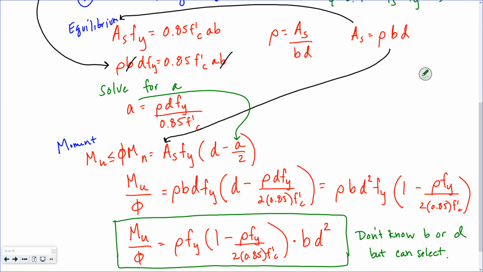I don't know B or D, but I know that their relationship needs to be about 1 to 3 or 1 to 2-ish. And I know this prefix right here, and I know my moment and I know my phi. So I'm going to get B D squared equal to something. I'm going to divide this Mu over phi by rho Fy times 1 minus rho Fy over 2 times 0.85 F prime C. So that was number 4.